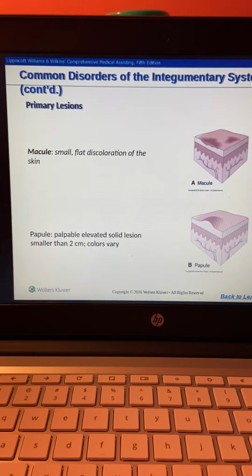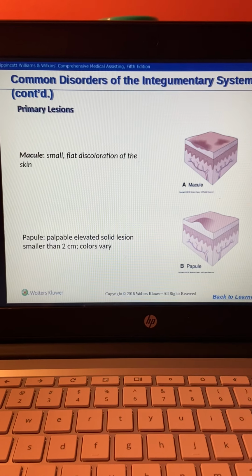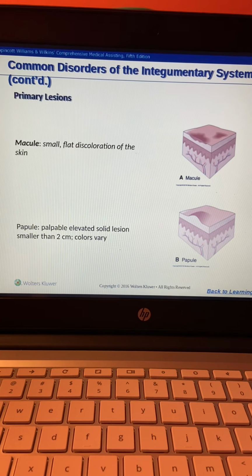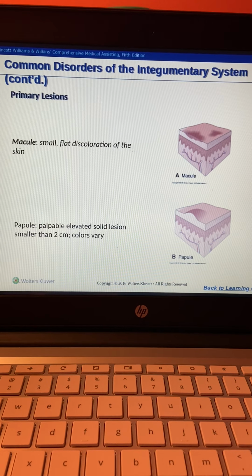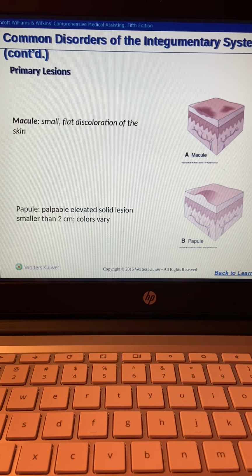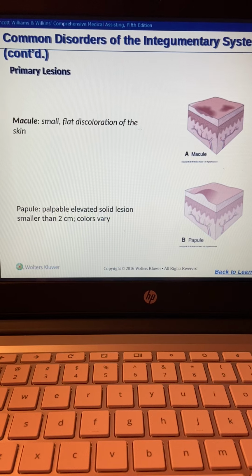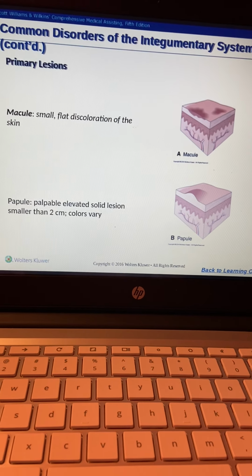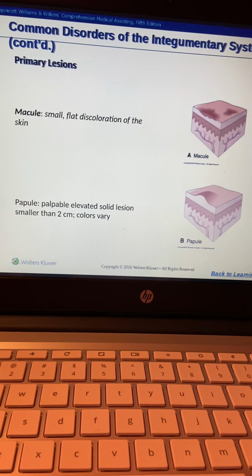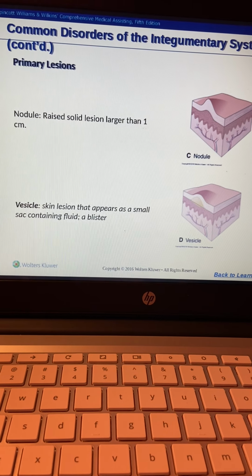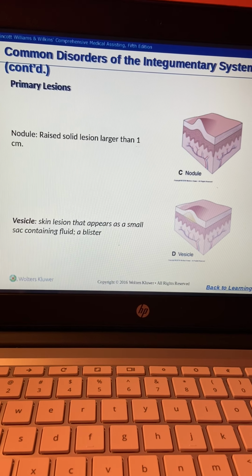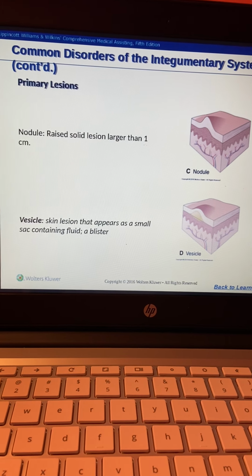So, some of your primary lesions they talk about. The first one is a macule. A macule is a small, flat discoloration of the skin. The papule. The papule is an elevated or solid lesion smaller than 2 centimeters, and then the colors will vary. A nodule. Nodules are raised solid lesions that are larger than 1 centimeter.